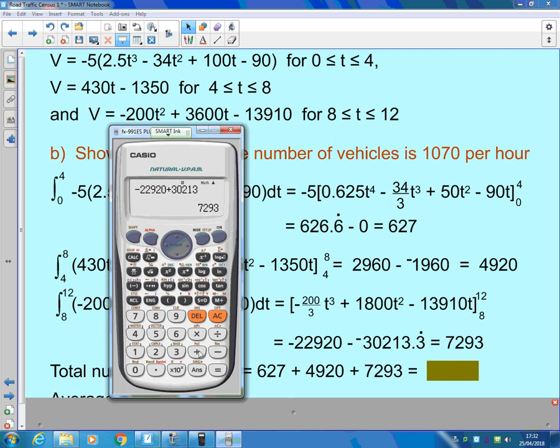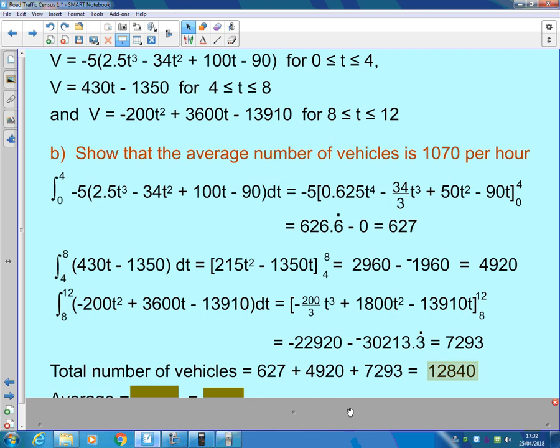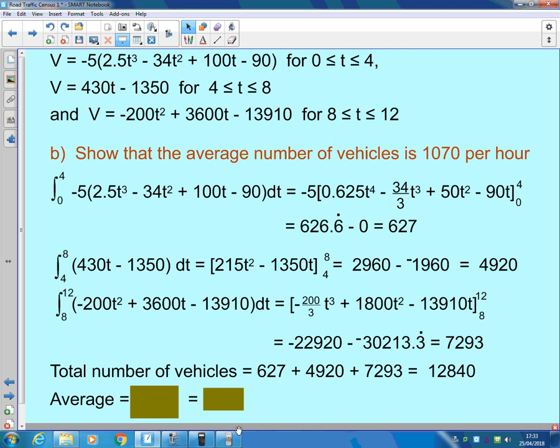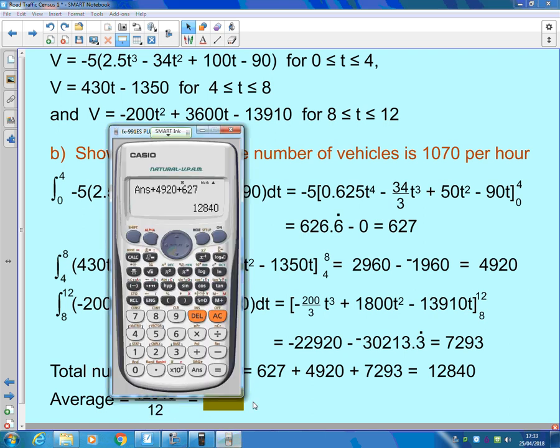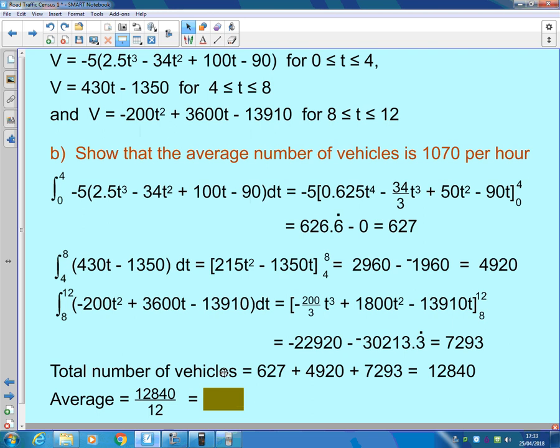So the total number of vehicles: 627, 4920, 7293. We've got the 7293 already there. Let's add on the 4920, add on the 627 equals 12840. So this was the total, it's over 12 hours. That was 0 to 4, 4 to 8, 8 to 12, so we've got to divide that by 12. So the final thing, let's hope, it's got to come to 1070. Divide it by 12, and see if we got it right. 1070, excellent, it has.